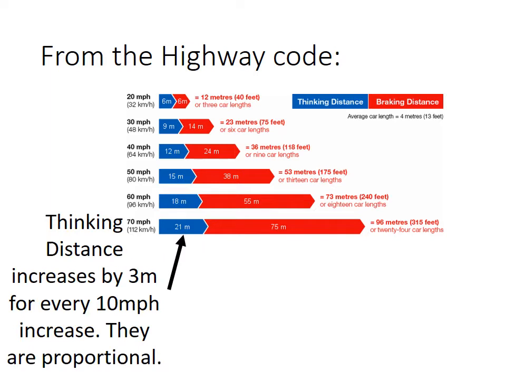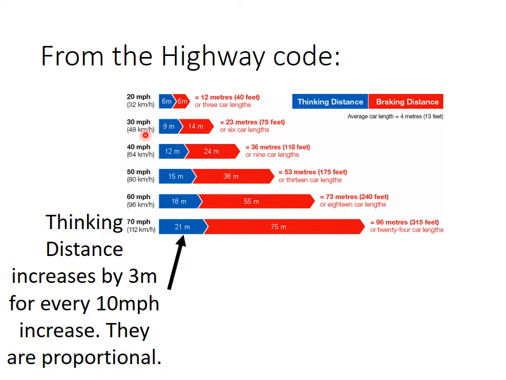Nonetheless, first trend. I think you would have picked up the fact that the thinking distance gets bigger as the speed increases. We can apply some actual quantities to that, so we can put some maths along with it. We can see that when we go from 20 miles an hour to 30 miles an hour, which is a 10 mile an hour increase, the distance increases by 3 meters.